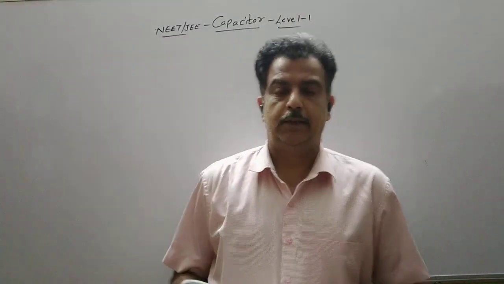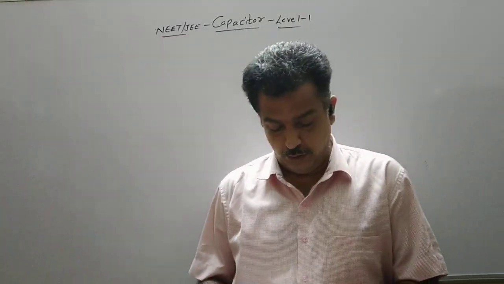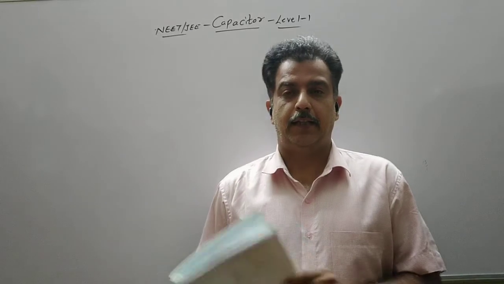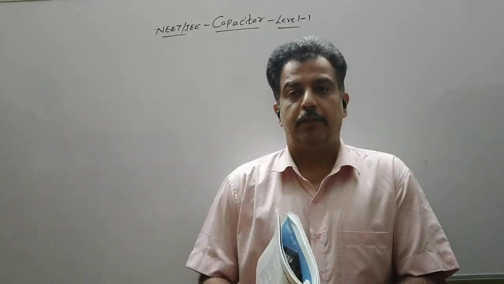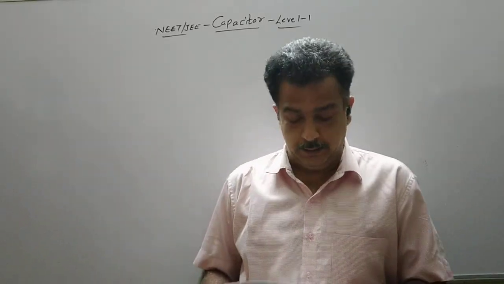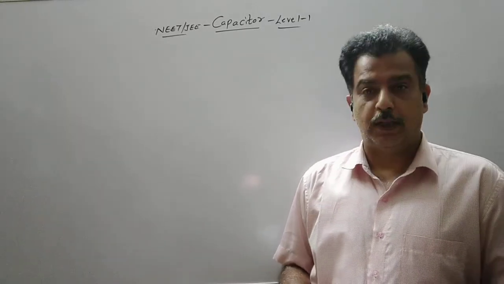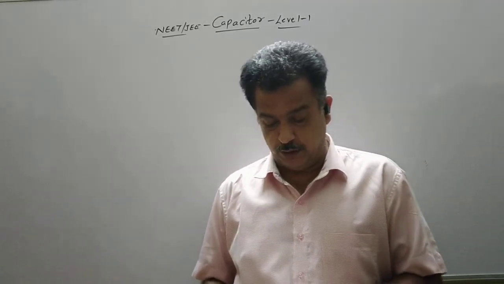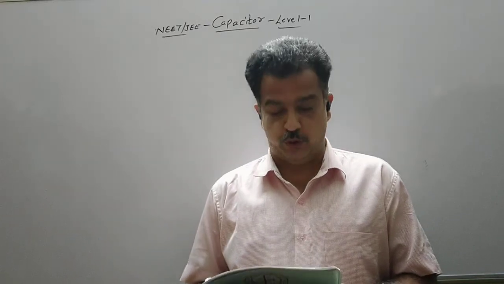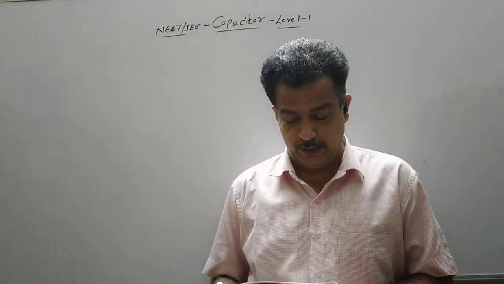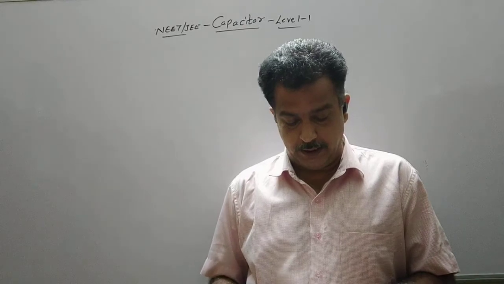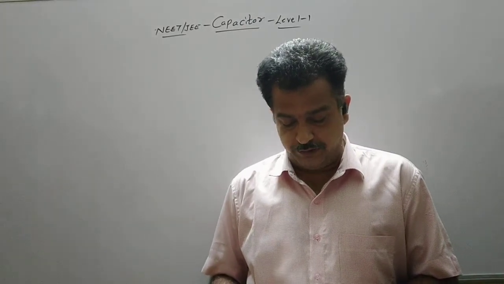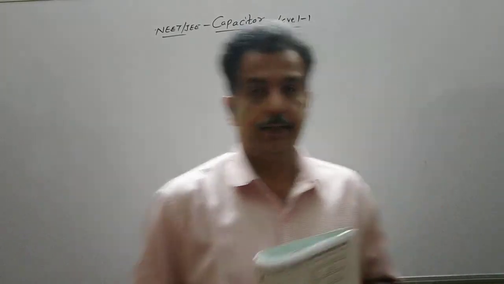Hello students, let us continue with MCQ number 6. In the last lecture, we did 5 MCQs. The 6th MCQ: two conductors having capacity 2 microfarad and 5 microfarad and a potential of 2 volt and 10 volt respectively. Calculate the ratio of their charge after connecting by a wire.